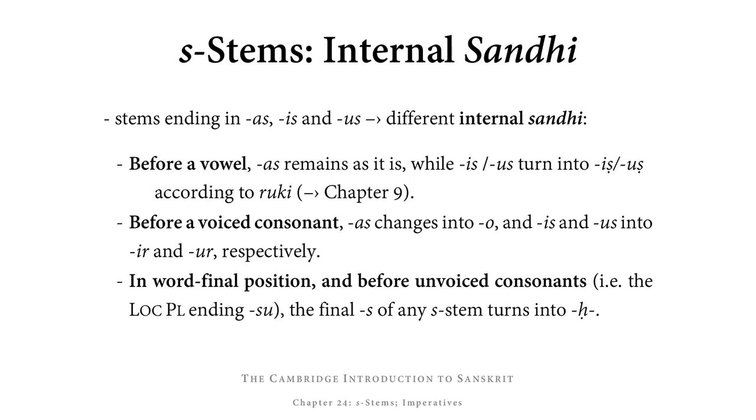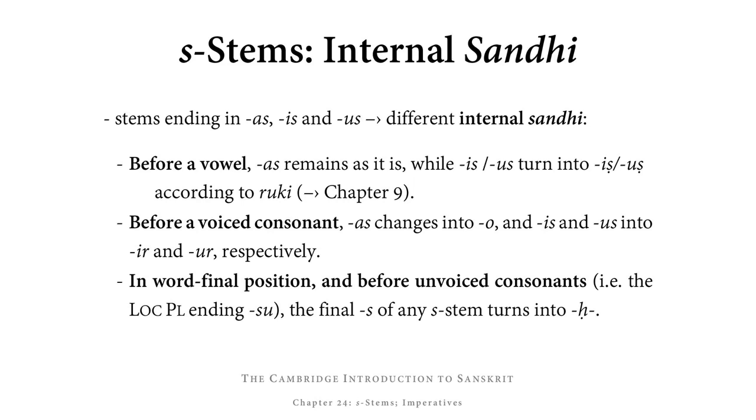And those sandhi patterns are as follows. We have different kinds of S stems, and they differ in what vowel precedes the stem final S. Specifically, we have as, is, and us stems. Now, before endings that begin with a vowel, as remains as it is, while is and us turn into ish and ush respectively due to the ruki rule, which was introduced in chapter 9.